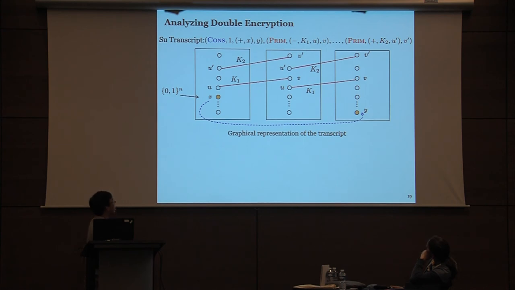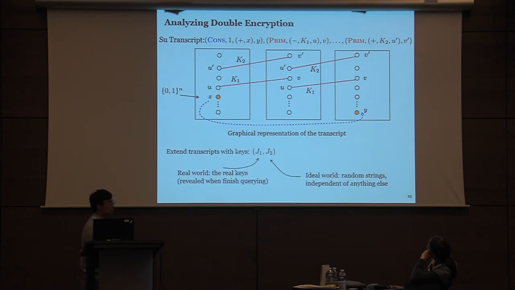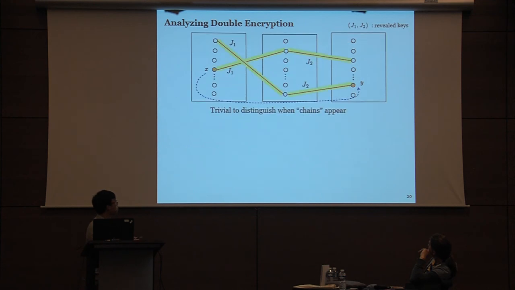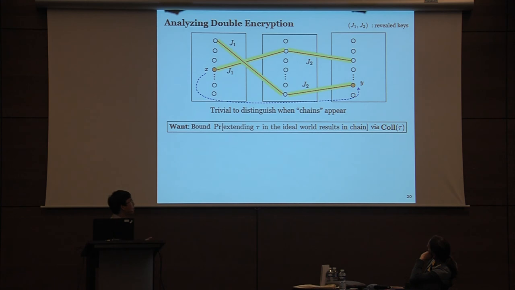We now apply our technique to the setting of double encryption. So let's consider an arbitrary sealed transcript. Let's now extend that with the keys J1, J2. In the real world, these are the actual keys of double encryption revealed at the end when the adversary finishes querying. In the ideal world, these are random strings independent of anything else. If the graphical representation of the extended transcript contains some part that we call chains, as highlighted here, it is trivial to distinguish. It's therefore important to bound the probability that you have chains when you extend the transcript tau in the ideal world.